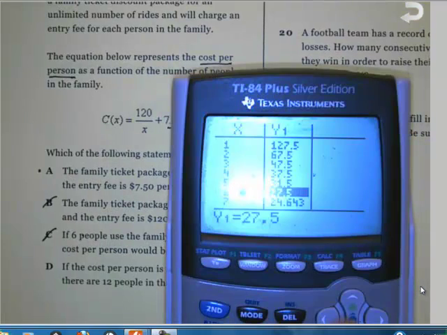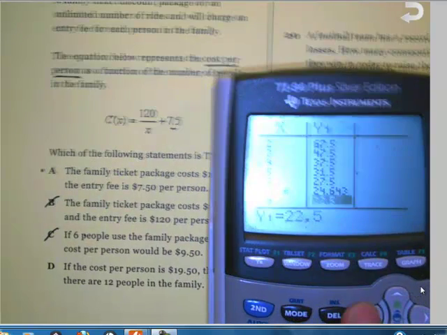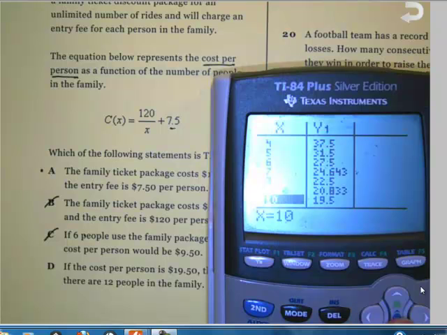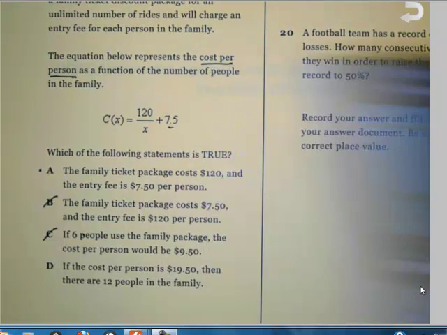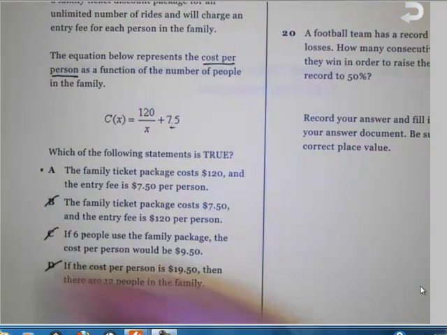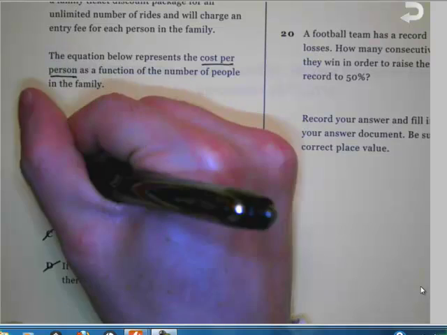And let's take a look at D. If cost is $19.50, then there are 12 people in the family. Well, let's go down, 11 and then 12. And once again, the numbers don't match up. So even if we're not terribly good at reading, we can actually punch the numbers and see that C and D are clearly and obviously wrong. So the correct response was A.